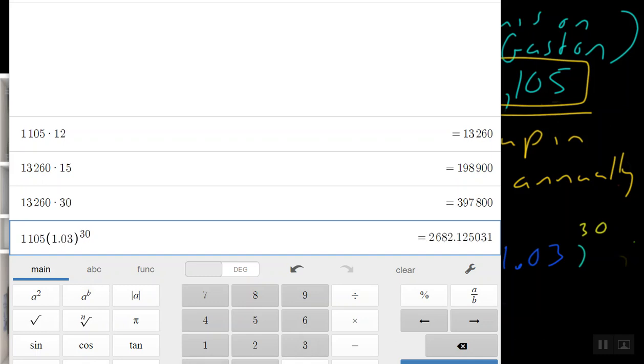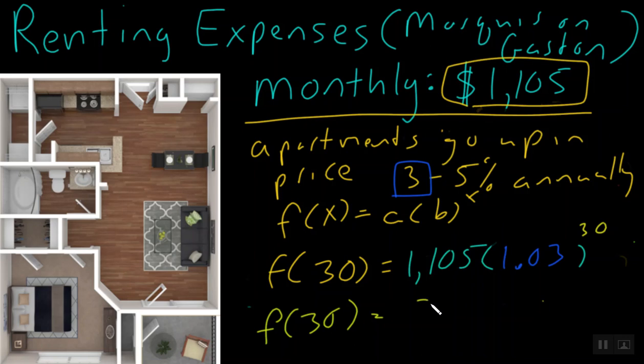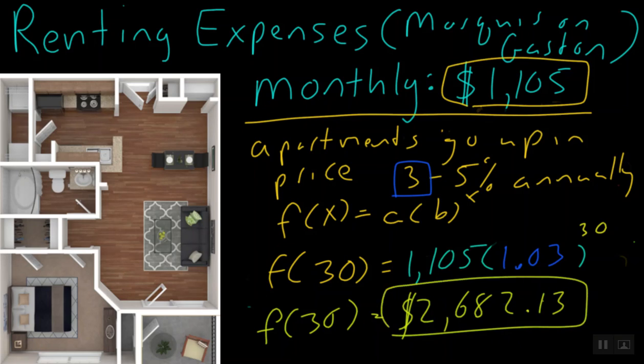And it looks like this very same apartment that today will cost you $1,105 per month to live in is going to cost you $2,682.13 30 years from now. So this would be your expected monthly price 30 years from now. Alright guys, so remember, it doesn't jump overnight from one to the other. You would expect every single year it's going to increase by 3%. So your monthly renting expenses are going to get more and more expensive over time.